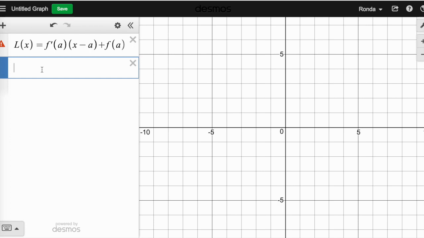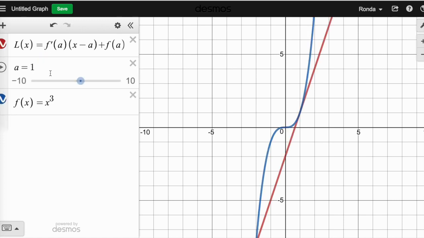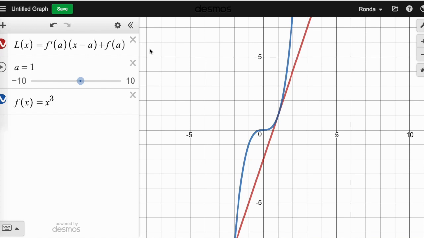So let's give it a function f. Let's say f of x equals x cubed. We need to give it a number here so we can see it. Let's say we want to look at where x equals 1. That's good, because I got a as 1, so that's perfect.